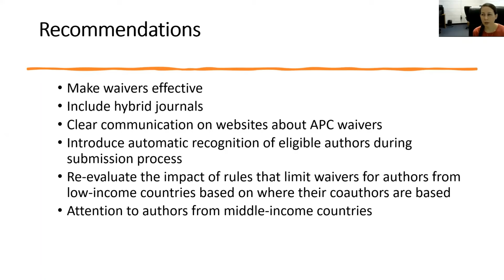Also, the waiver program typically only applies to the fully open access journals like the mirror journals. It does not always apply to hybrid journals, which makes it more challenging to publish in open access. The lack of clear communication on websites about APCs in general is a major barrier to even using the waivers. And if we could introduce an automatic recognition of authors who are eligible for waivers and inform them of that during the submission process, instead of relying on them actually applying for the waiver separately, that might make it more accessible.